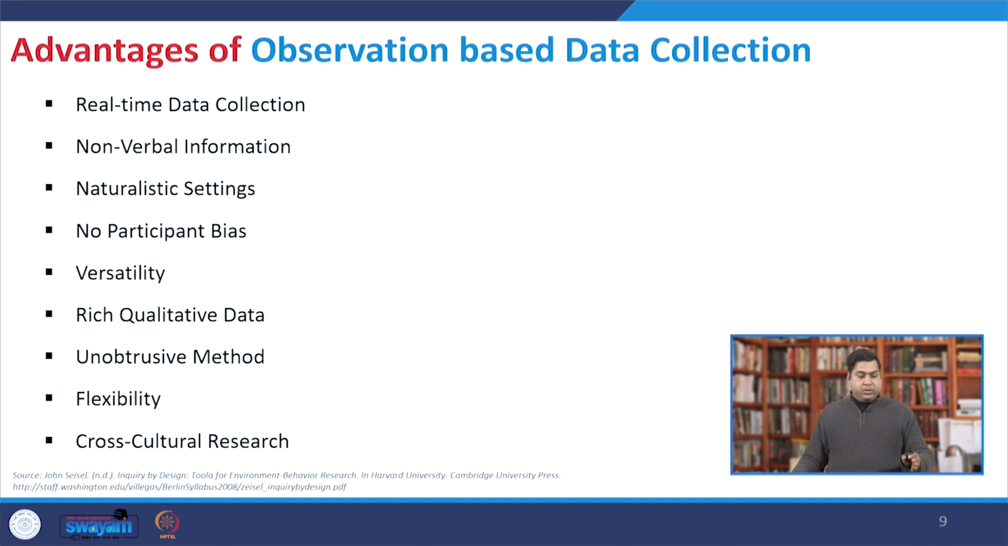Now, let us discuss the advantages of observation based data collection. Definitely in this case observation can provide real time data collection. So if you go to a particular street food corner, or some open market area, or a shopping mall, or maybe a tourist destination, you can try to observe it through different means of data collection. It may be through videography, photography, making sketches, or doing some sort of mapping.